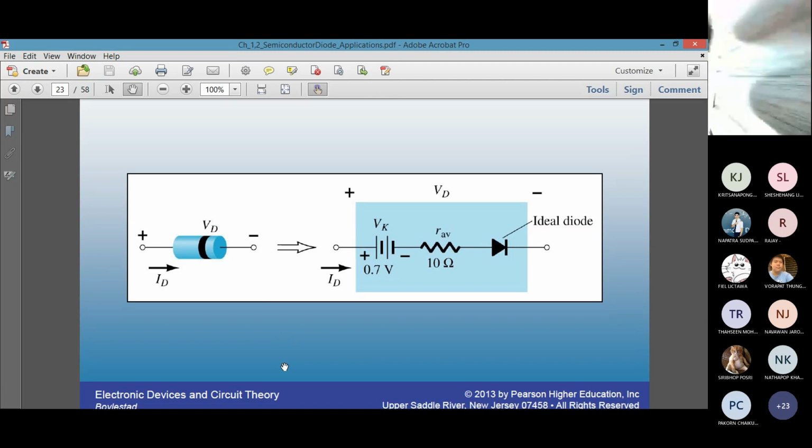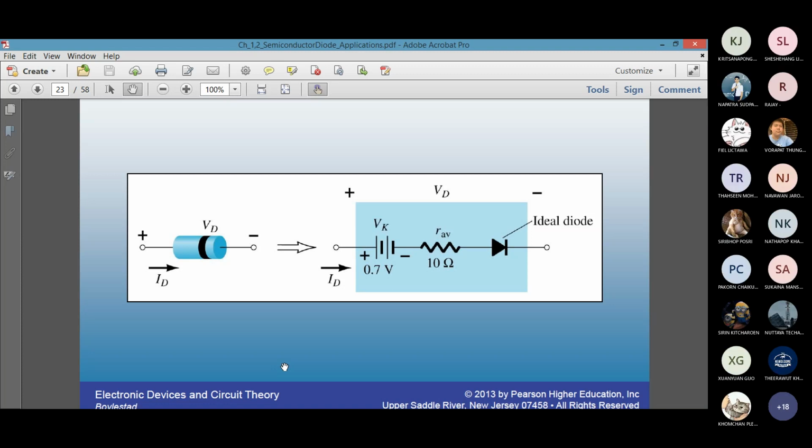Oftentimes, you are asked to draw the equivalent circuit. So if you are given a diode, this is what the equivalent circuit looks like. Inside you have a battery symbol with 0.7. R average is the diode's internal body resistance, which is very small. And the ideal diode symbol is like that, a triangle with its peak to the right, and you have a vertical line.